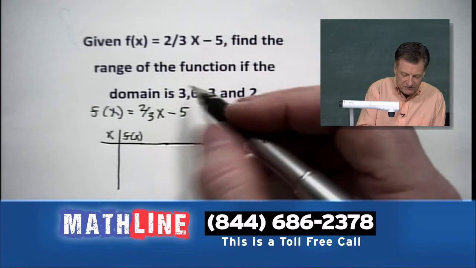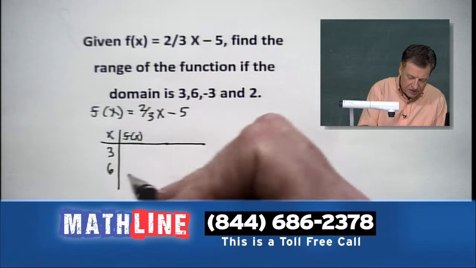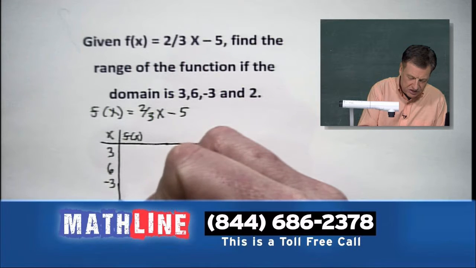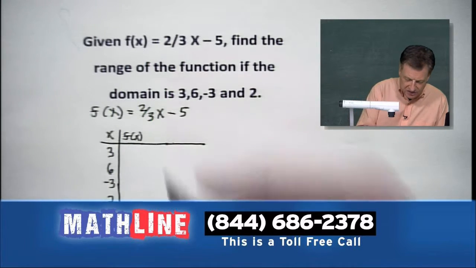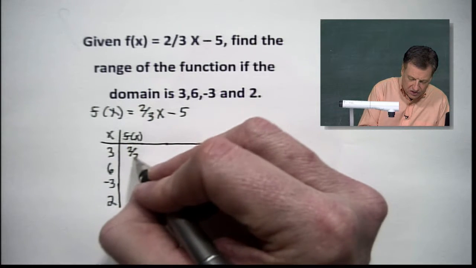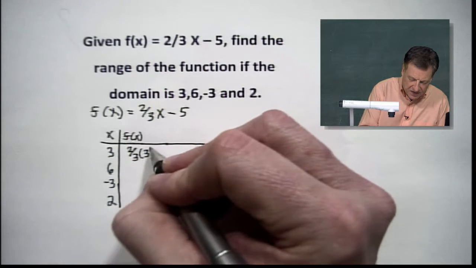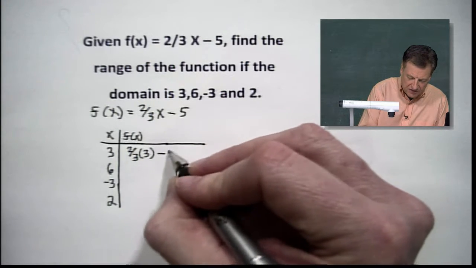First of all, the numbers I've given you, 3, 6, negative 3, and we'll attach a little bit lower here the 2. And the idea is, oops, I just lost it there, that's all right. We'll start with 2/3, and remember what I said, we're going to replace the x with a 3, right there we go. And then we're going to subtract the 5.